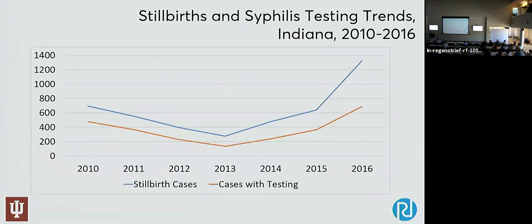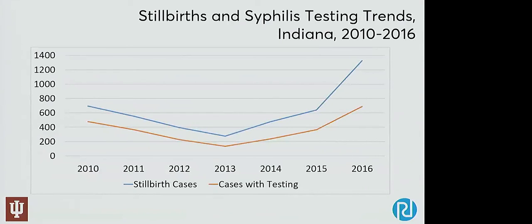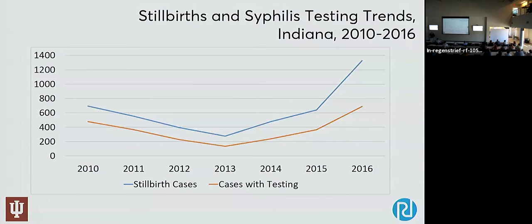Here is what stillbirth cases look like along with testing during this time frame. So remember, at the national level, we only have data through 2013 where it shows a decline. We see significant increases in stillbirths after 2013, particularly for Indiana. And you see that the orange line is not on top of the blue line. So testing is not always occurring during pregnancy like it should.